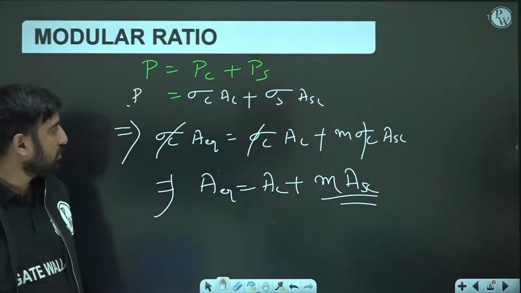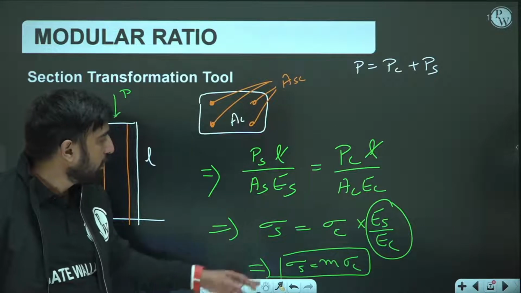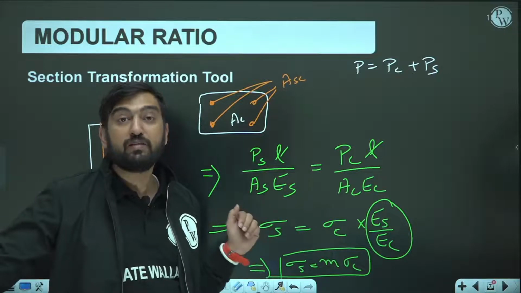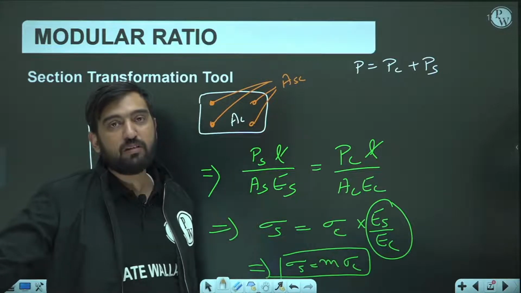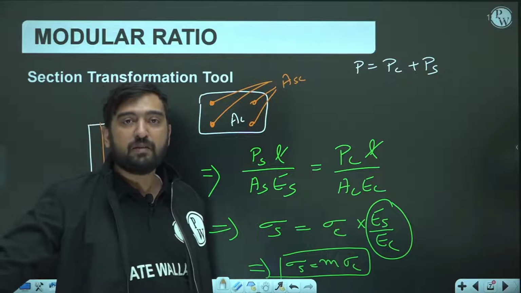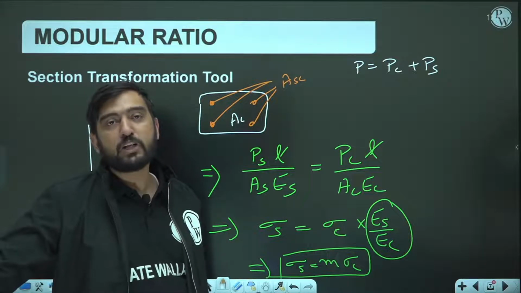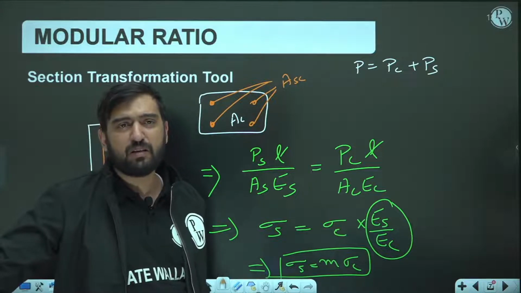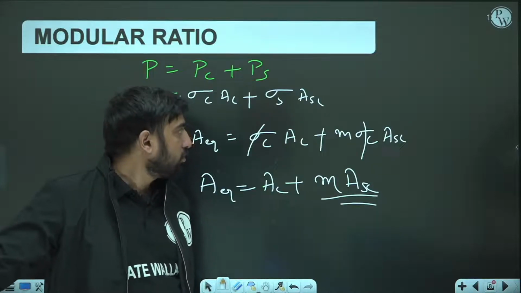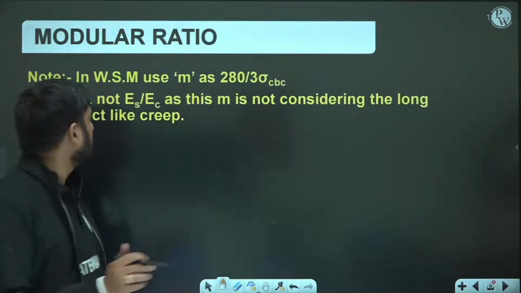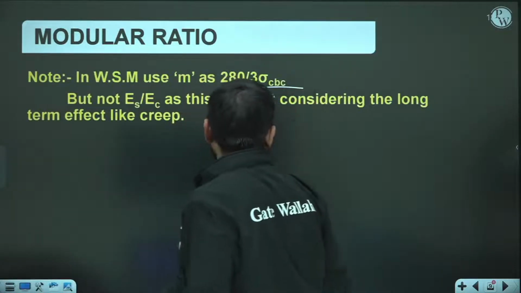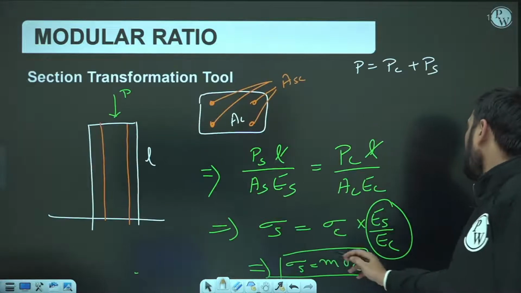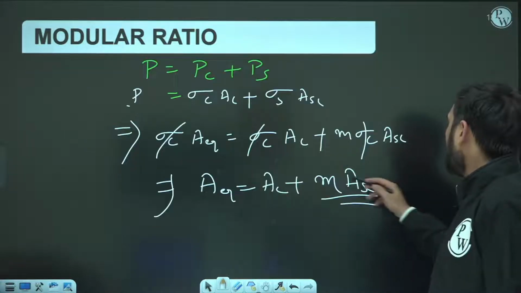But yes, once again I want to remind you that this value of M, ES over EC, we are not going to take the same in WSM. In WSM, the value of M is empirical after partially considering the effect of creep, and sometimes they say shrinkage as well. So if we are using 280 upon 3 sigma CBC, then we can apply this rule. Area can be converted and stress can also be converted. Are you getting it or not?